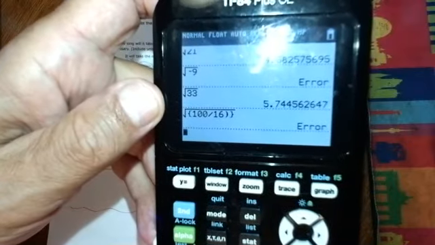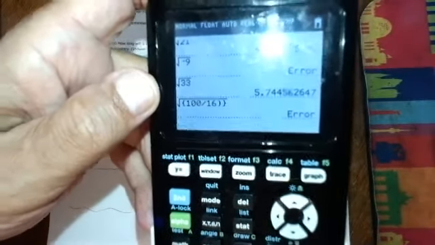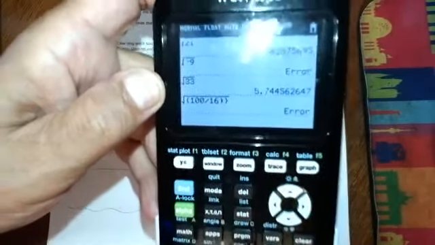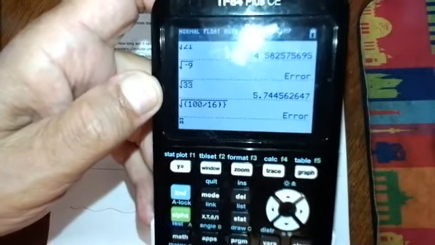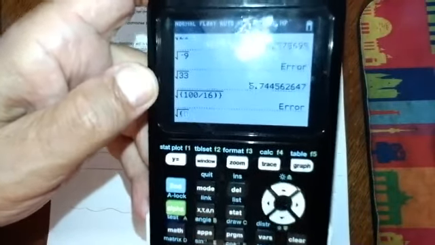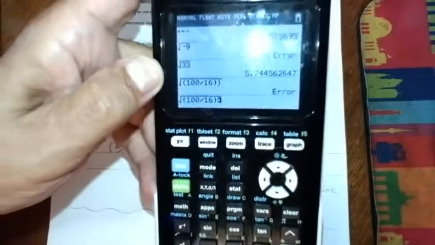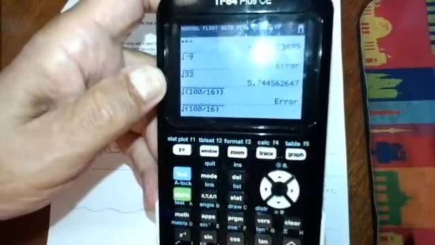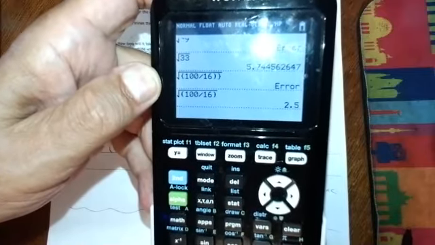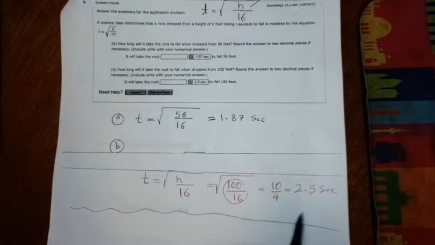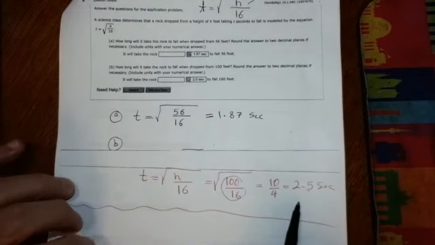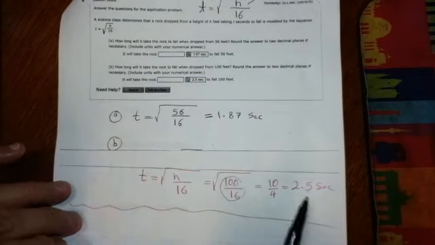Oops. Oh, I put an additional bracket here. You see that? Okay, let's try it again. Open a parenthesis, 100 divided by 16. Okay. 2.5. And that's what you have on the second one. Okay. So there were many problems in chapter 10.